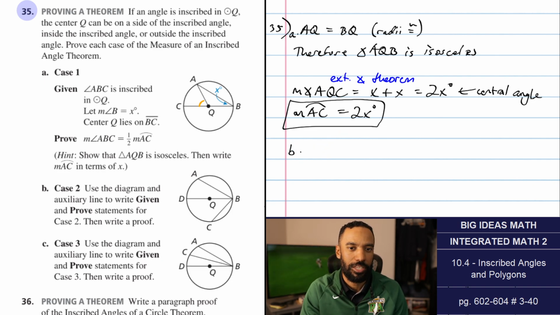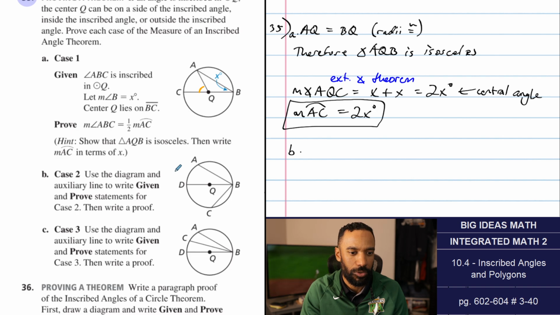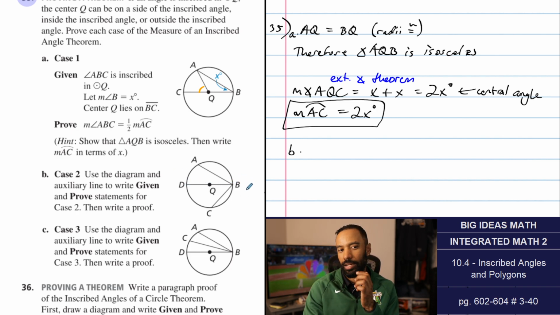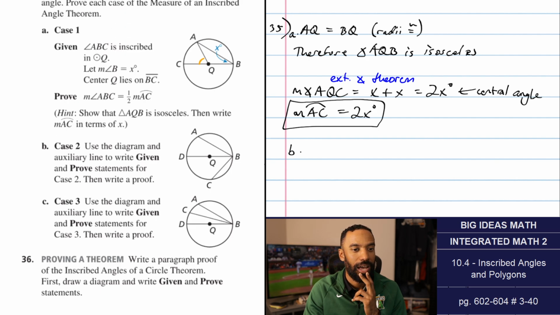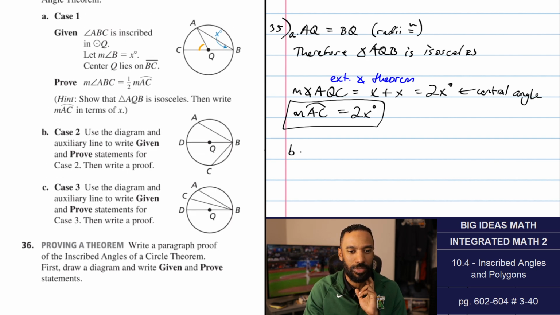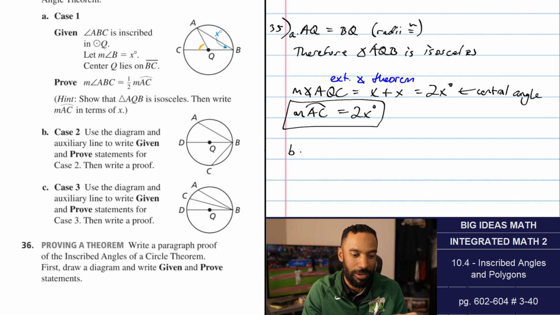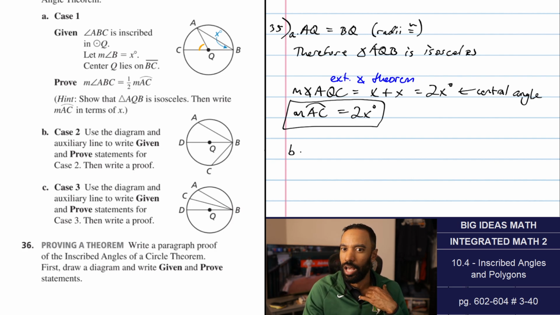Part B, case 2. Use the diagram and auxiliary line. So this BD is an auxiliary line there to write given and prove statements for case 2. Then write a proof. Wow. Okay, I don't even know where to start with that one if I have to do the given. What, given auxiliary line BD? Is that what they want to say? Or inscribed angle, such and such?